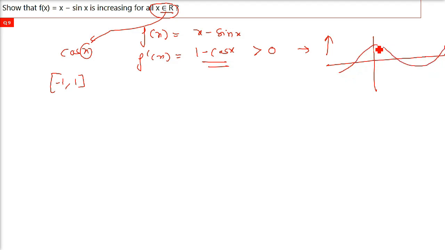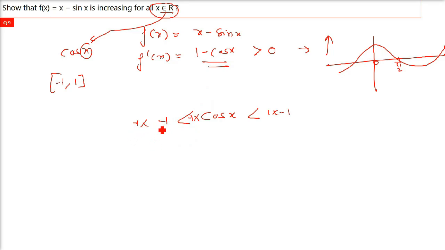So remembering the graph of cos x or the range of cos x or sin x will immensely help in solving the question. If you think about it more, we just have to show that 1 minus cos x is greater than 0 with these inputs. So cos x is between what? -1 and 1. As I said, it will always be between -1 and 1. Now multiply both sides by -1. When you multiply both sides by -1, the inequality will change. So less than will become greater than.